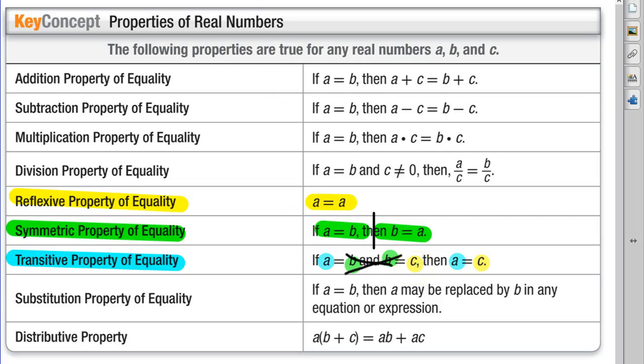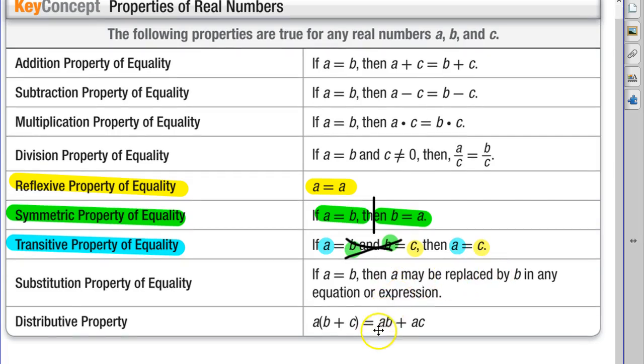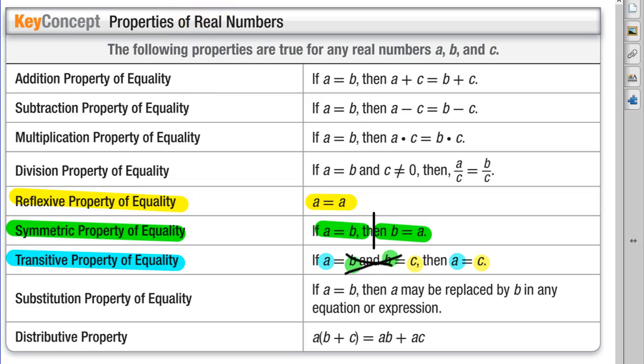So the transitive property is: if 2 things are equal to the same thing, A is equal to B and C is equal to B, then A is equal to C. That's something to note: if 2 things, A and C in this case, are equal to the same thing, they're equal to each other. The last property, the substitution property of equality, you've used whenever you're plugging numbers in for x. If A is equal to B, you can replace A with B and it's fine. And the last property is the distributive property, which you know from Algebra 1, where you distribute A to B and A to C.